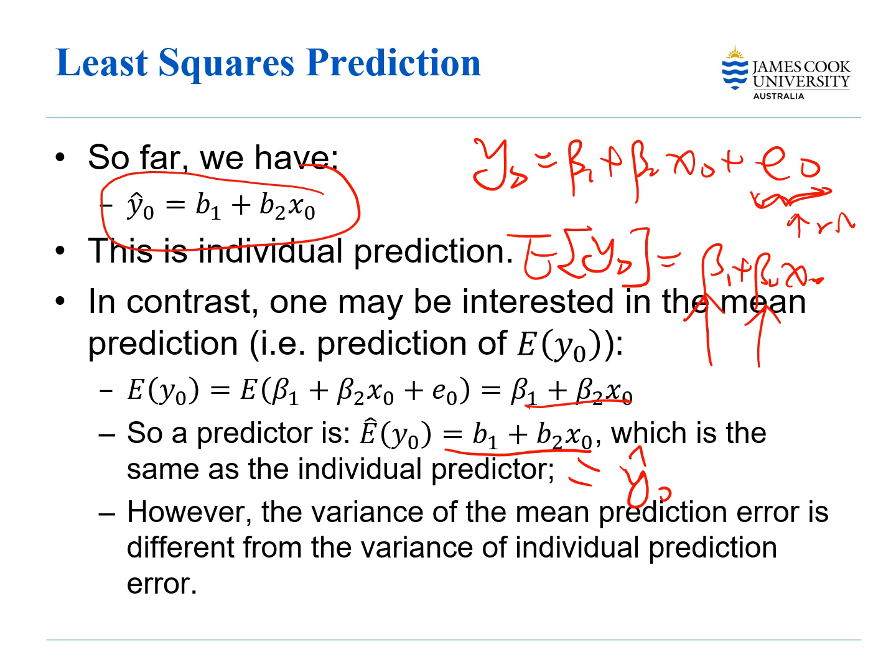However, the variance of the mean prediction error is different from the variance of the individual prediction error. Okay, this is all I want to talk about on predictions.